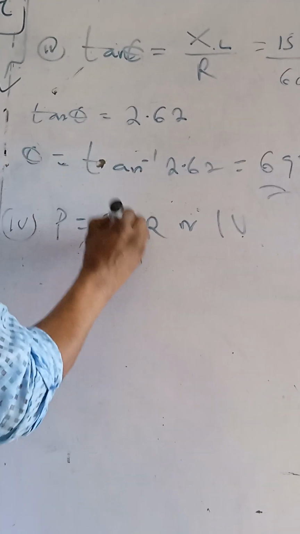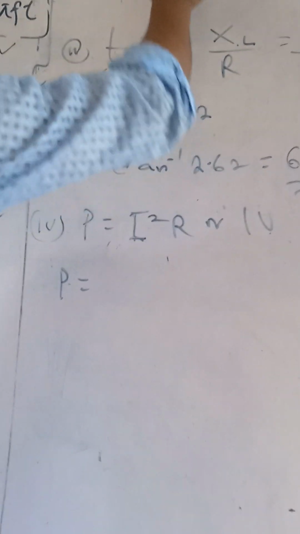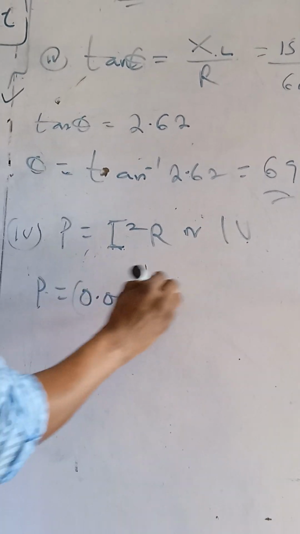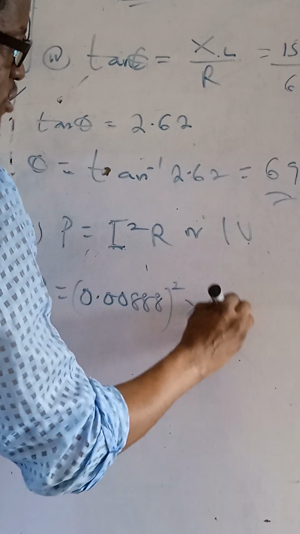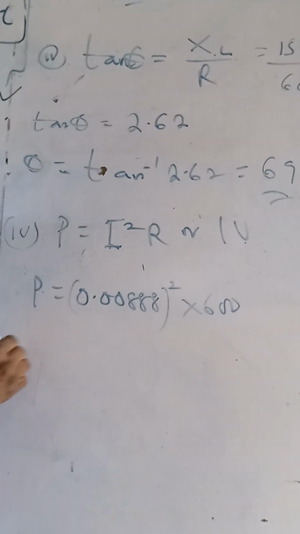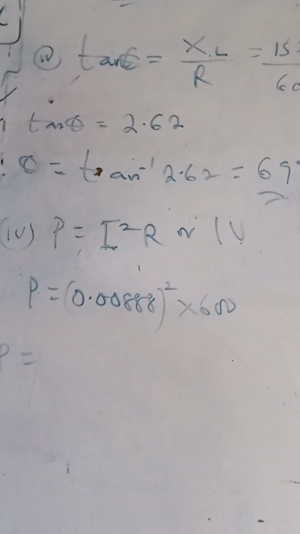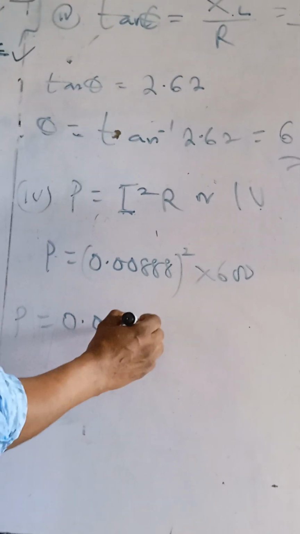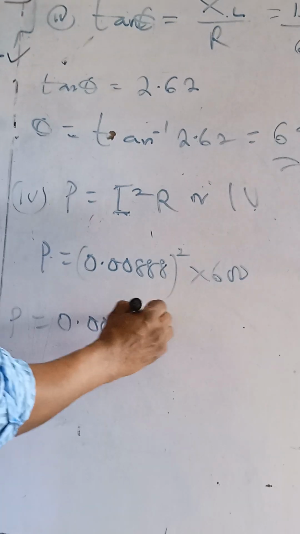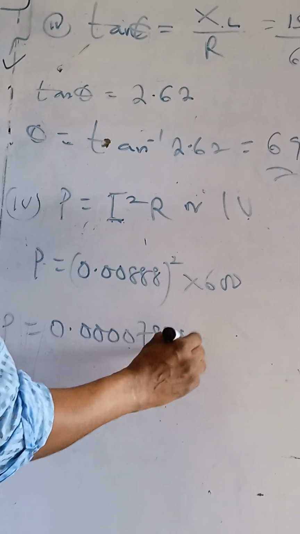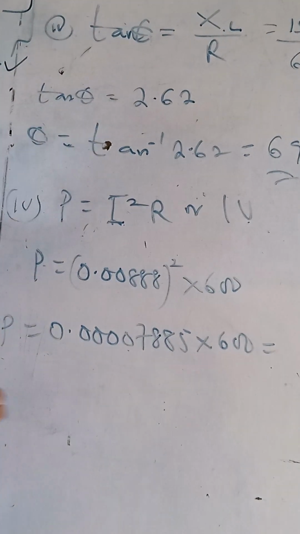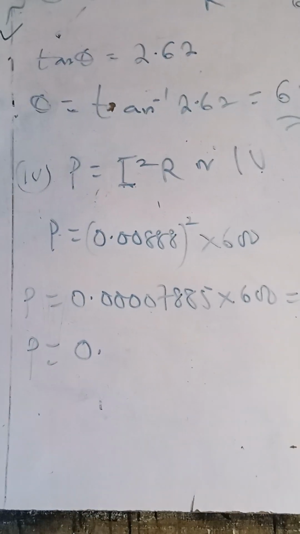So power now. Our current will remain the same since they are in series. So power is equal to our current, 0.00888, all squared, then times our resistor, which is 600. Please get the square of this for me. 0.0000 7885. Then times 600. What's the value? So our power is equal to 0.0473.